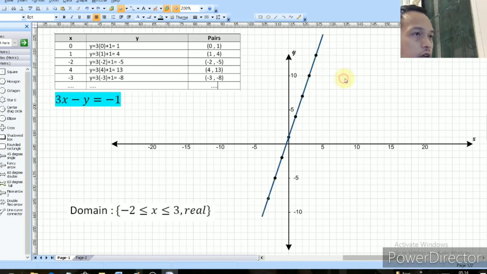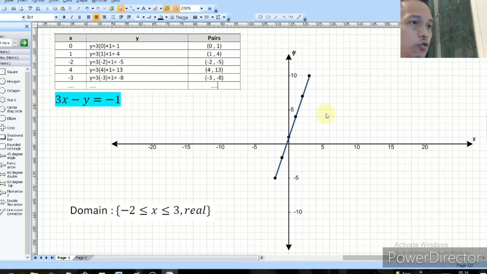Because this graph shows there is a pair that is (4, 13), and the x is 4. This ordered pair really violates the domain, since 4 cannot be involved for your x since it is not from the domain. I hope it is clear. Okay, so this again, this is the right one.